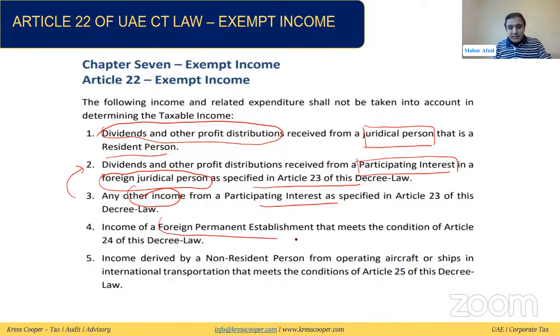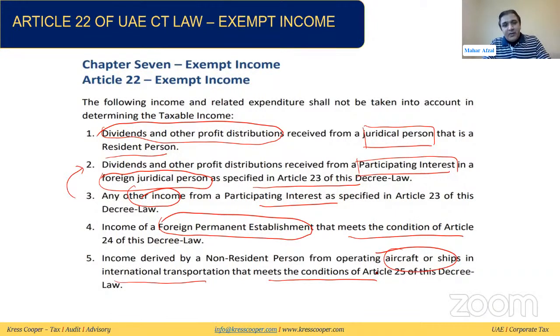Income of the foreign permanent establishment, the foreign PE of the resident person, that income can be exempt as well, but subject to some conditions. Income derived by a non-resident person from operating ships and aircraft in international transportation that meets the conditions of Article 25. This is the same thing that we discussed in the previous slide as well. I was just referring to the respective articles, respective provisions of the law. So we will discuss all these 5 categories one by one.